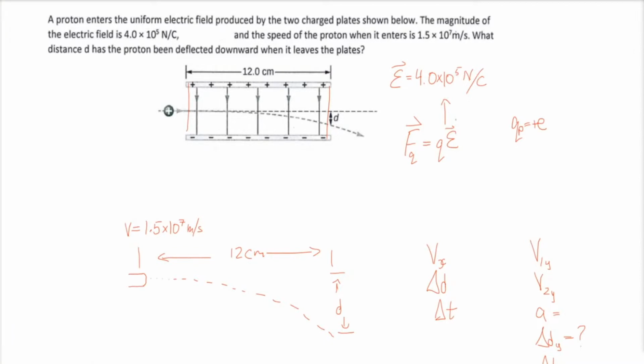There must be an F net. Newton says there must be an F net if there's an acceleration. And where's the F net? Who is causing an unbalanced force? FQ, the force, FQ, right? So we can say FQ is equal to F net, which is equal to MA. And I think honestly, you're going to have to use the mass of the proton. And then we can solve for acceleration. And then what?